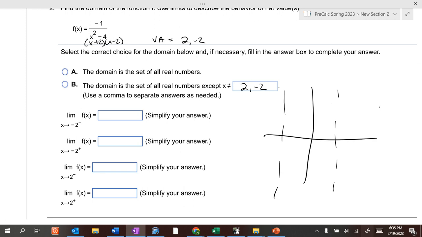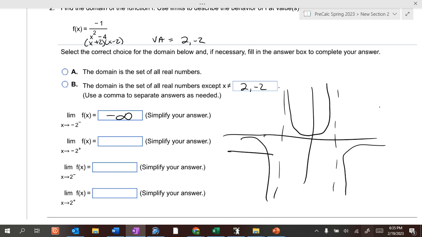There's 2, there's -2. So it looks like this, it looks like this, it looks like this. As we're going towards -2 from the left, we're going down towards negative infinity, because as we move this way, we move down. As we go towards -2 from the right, as we're moving this way, what's happening? Well, we're moving up. So that's infinity. As we're moving towards 2 from the left, it's going up in that direction. And as we're moving towards 2 from the right, my graph is down here going down, so it's negative infinity.